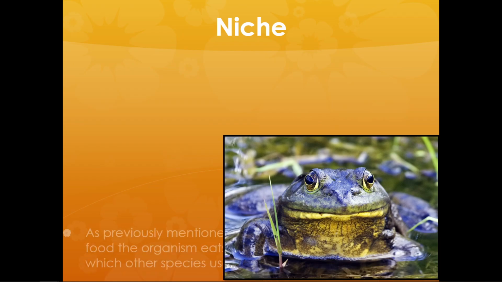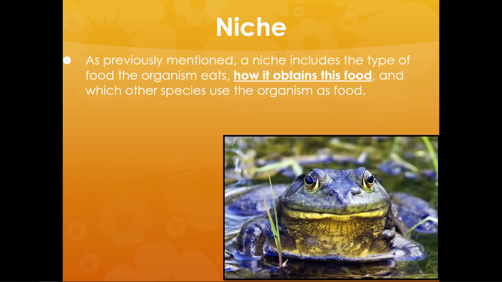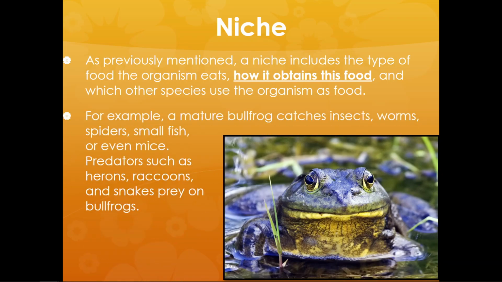So, as previously mentioned, a niche includes the type of food an organism eats, how it obtains the food, and which species uses the organism as food. Like we mentioned a moment ago, an adult bullfrog catches insects, worms, spiders, and small fish, and sometimes mice. However, they are also preyed upon by large birds known as herons, raccoons, and snakes.